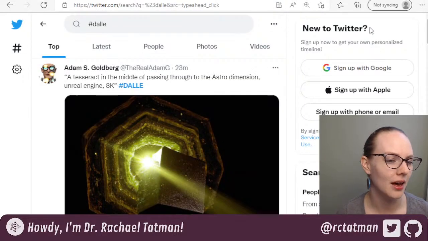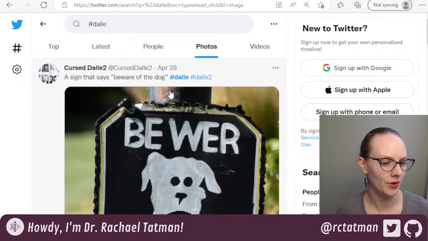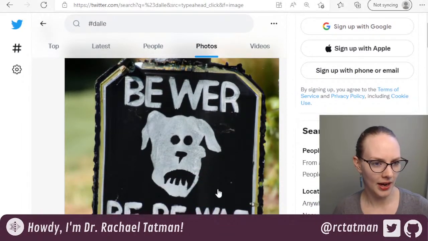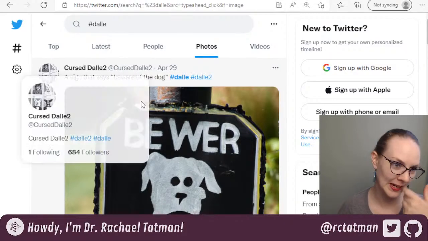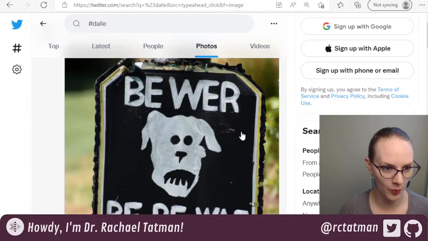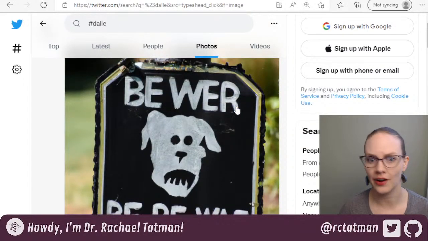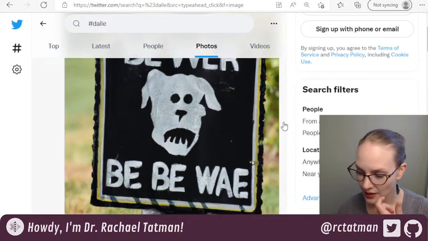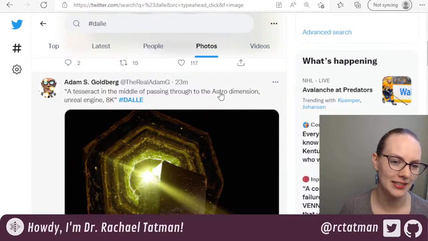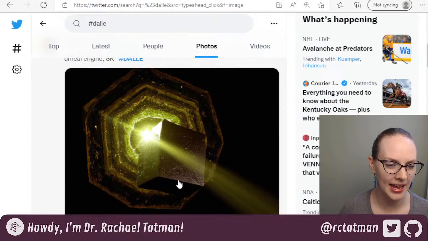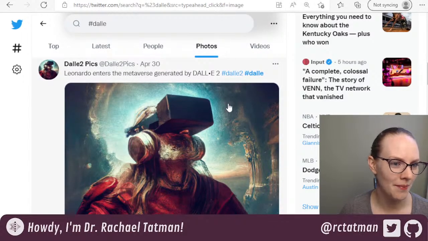Let's see if we can get some examples. Seeing some photos. Here the input text was a sign that says beware of dog, and the output is this picture of a sign, and the text says beware. It's very bad with text, not a surprise. This one is a tesseract in the middle of passing through the Astro Dimension, Unreal Engine, 8K. So that's that image. Leonardo enters the metaverse.